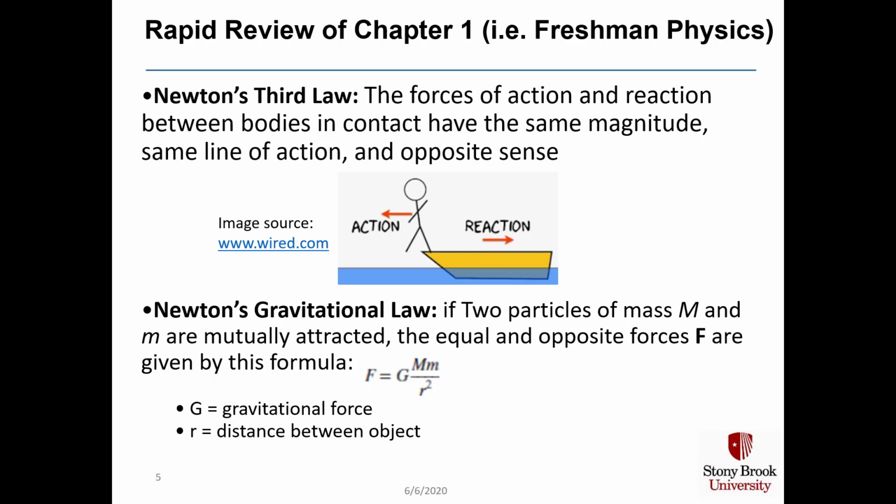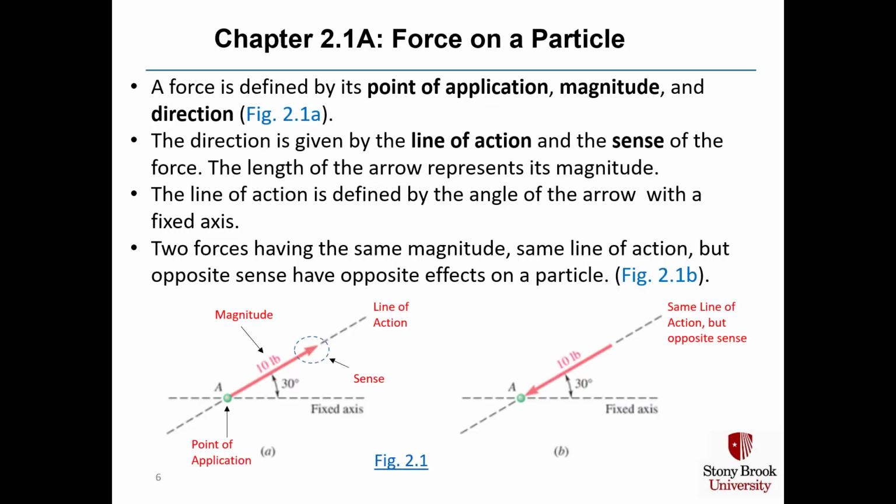So it's time to start our class in vector mechanics. First off, a force is defined by its point of application, magnitude, and direction, which we see down here in the lower left in figure 2.1a. And the direction is given by our line of action and the sense of the force. The length of this arrow, which is denoted as 10 pounds, represents a magnitude, and the line of action is defined by the angle of this arrow with a fixed axis. In this case, the fixed axis is the x-axis, and we're at a 30-degree angle.